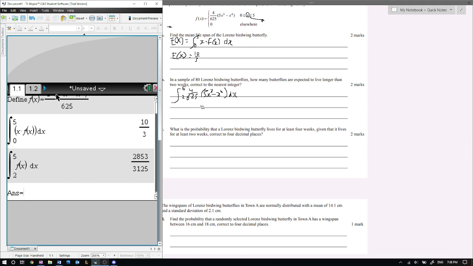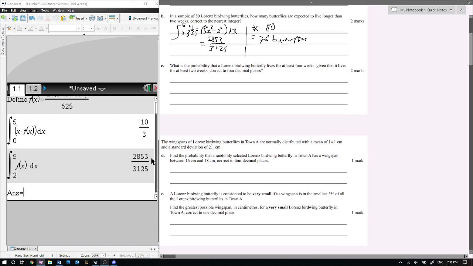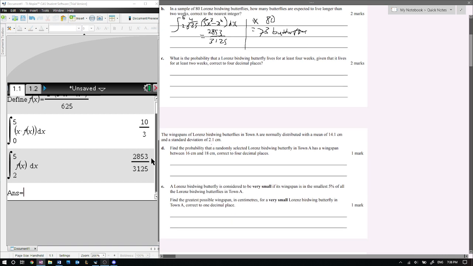So I'd get the probability first off, which is 2853 over 3125. And then since that's the probability of finding a butterfly that would live longer than 2 weeks, I would just times that by my total number of butterflies to find the expected number of butterflies that would live longer than 2 weeks. So timesing that by 80, I get 73 butterflies. Okay, I think that's pretty straightforward as well.